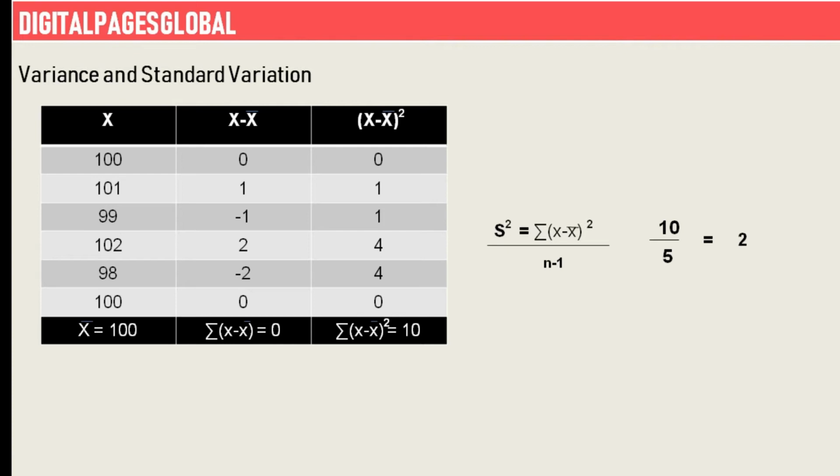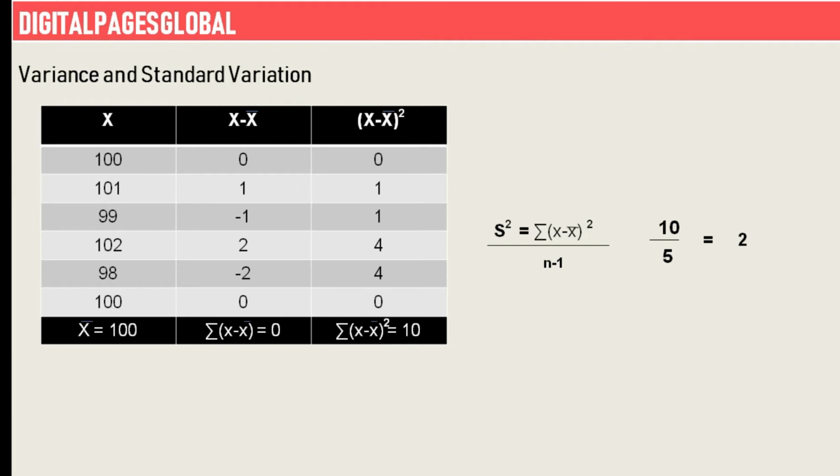So the first part of the formula we've already calculated, which is 10 divided by n minus 1. So we had 6 values and we deduct 1 from there, we get 5. So 10 by 5 is equal to 2. Now the variance is 2. Now there is one specific issue with this 2.